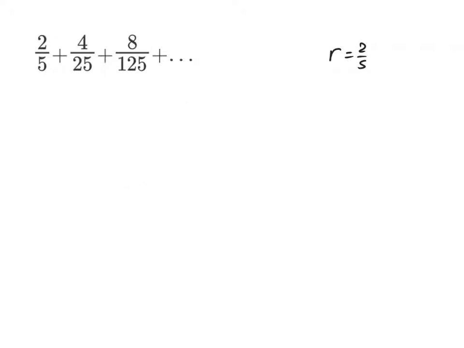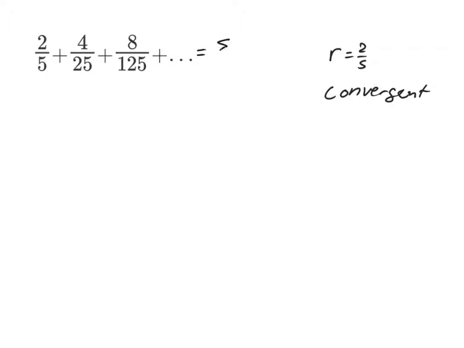Now, 2/5 is less than 1 because the top is smaller than the bottom. So since it is less than 1, it will converge. So this will be convergent. So this means I can find its sum. So I'm actually going to write this as a summation.